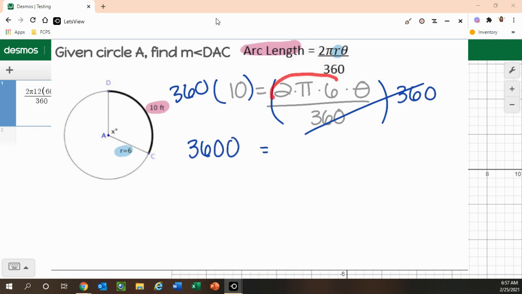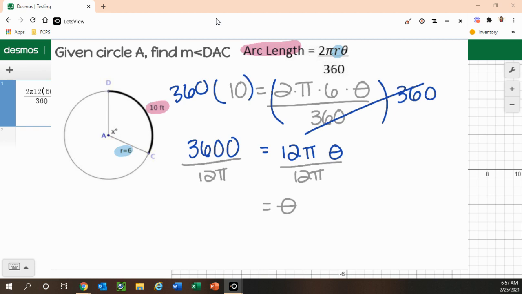On the right, we can multiply these things together. 2 times 6 gives me 12, and just leave that as pi. Do not use 3.14. Always leave that as pi, and you can treat pi like a number, because pi represents a number that just goes on forever. To undo multiplying by 12 pi, all we're going to do is divide by 12 pi on both sides.